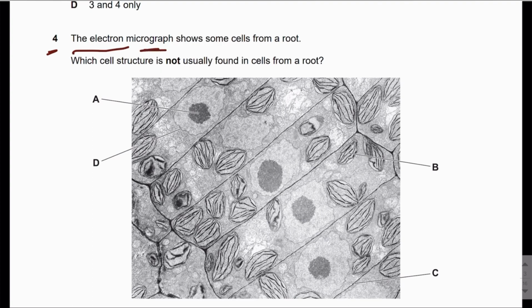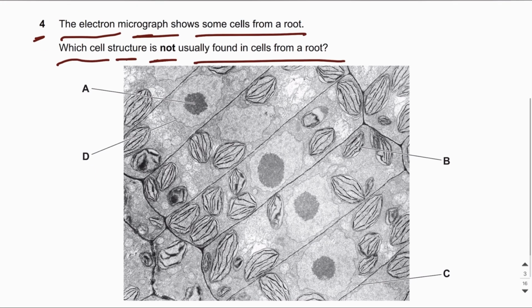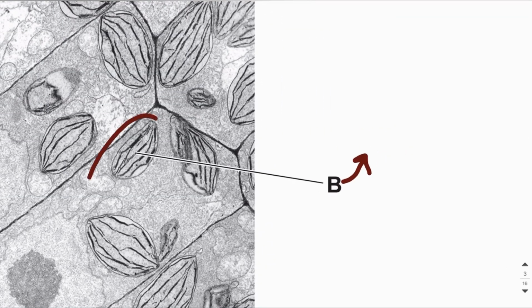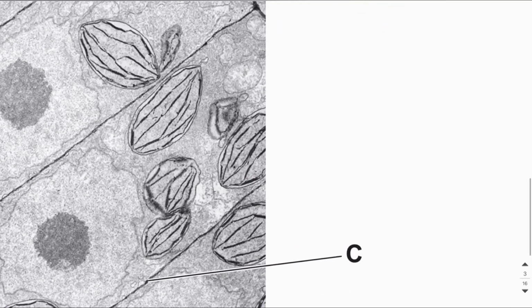The electron micrograph shows some cells from a root. Which cell structure is not usually found in the cells from a root? So guys, if we look at this diagram, A is the nucleolus. D is the nucleus, right? Because this entire structure is the nucleus, and in the center of the nucleus is the dark structure that is the nucleolus. B is the chloroplast, and C is the cell wall.